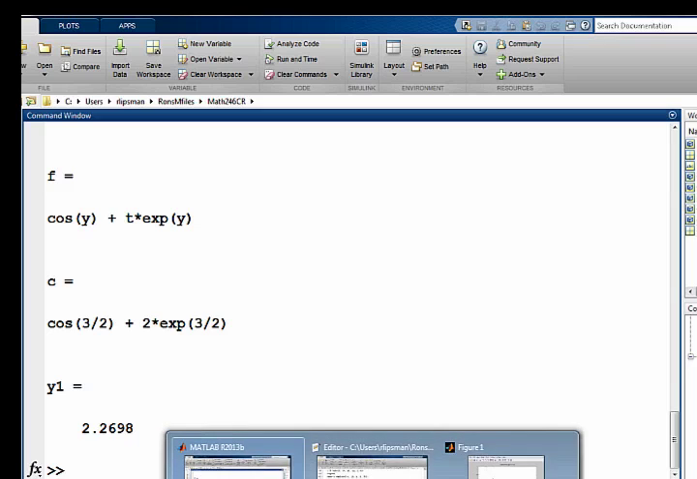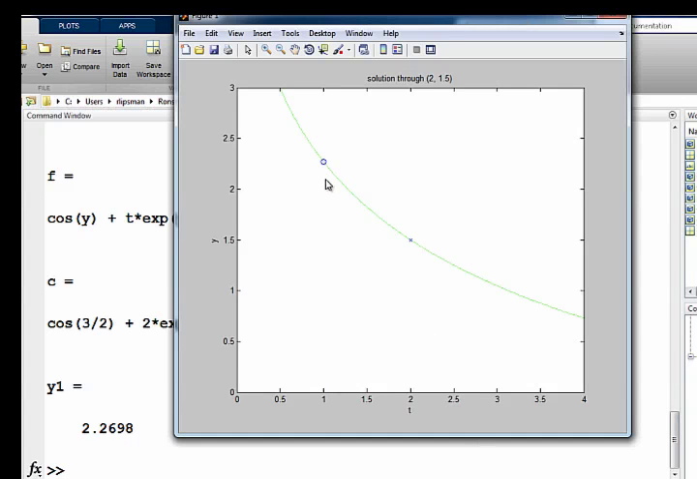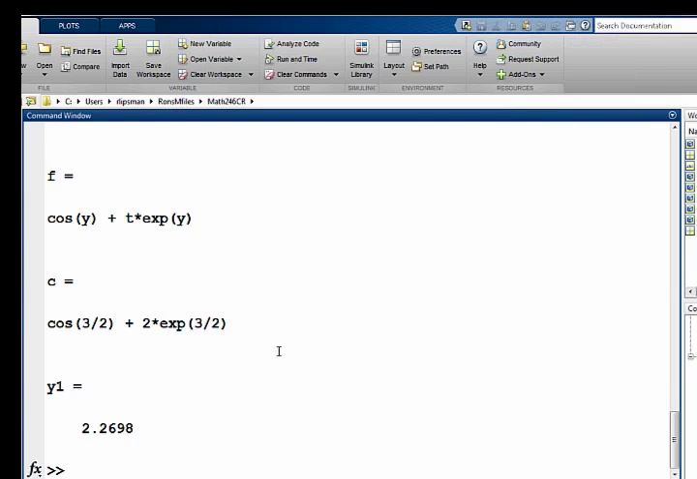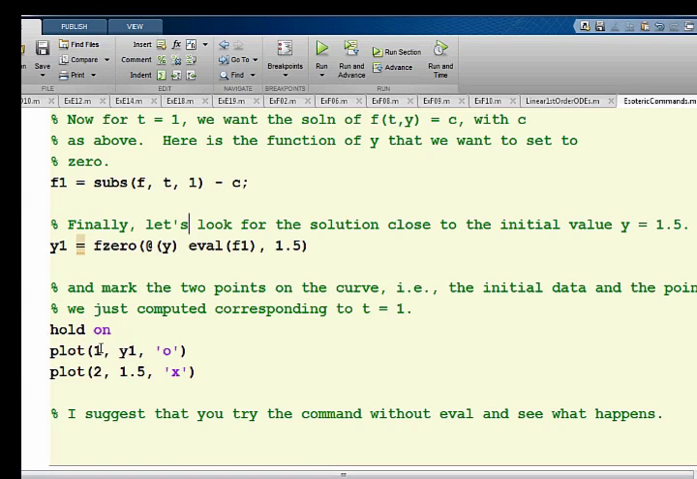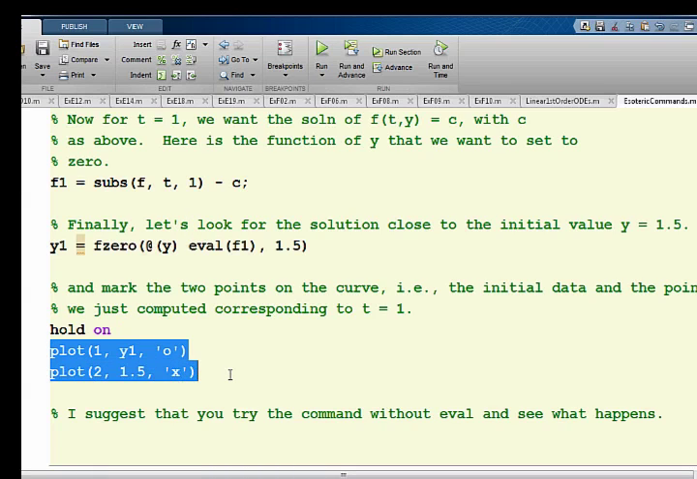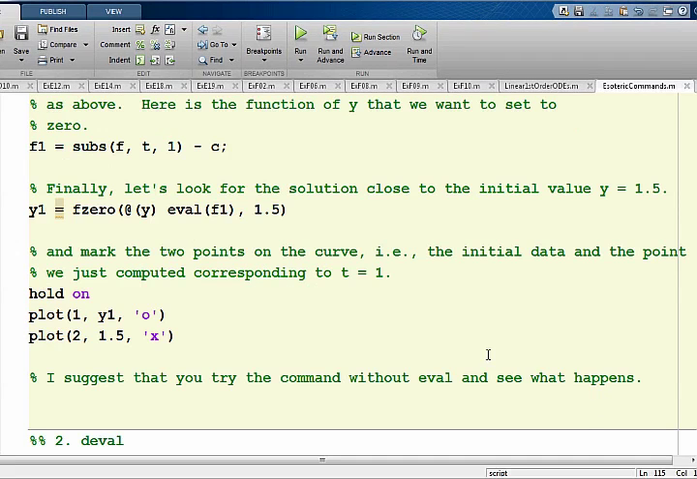Let's look at the graph again. I actually marked them. So there's the initial data, and here's the value of the solution function when t equals 1. That's what these last two commands do. They plotted those two points on the curve. So my last point here is I suggest you try the command above without using eval and see what happens. Okay, now let's pass on to our second command, deval, right here, and see what we can learn about that.